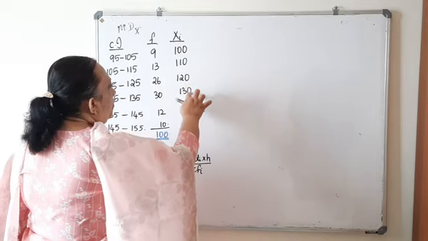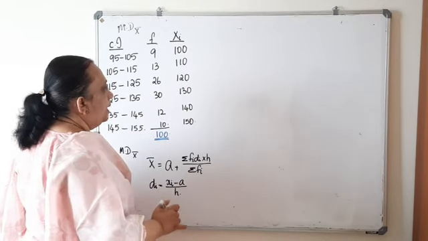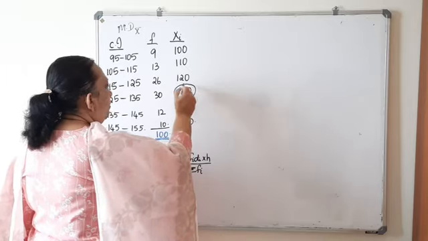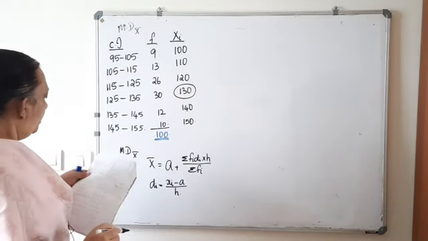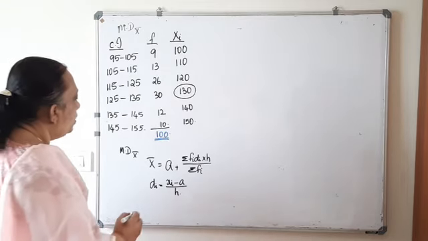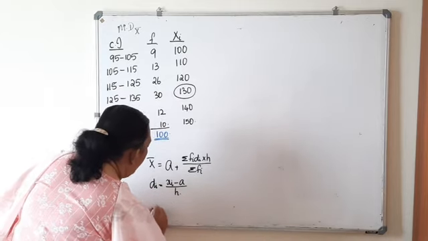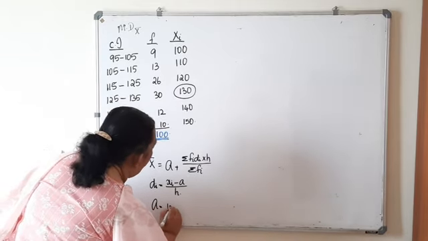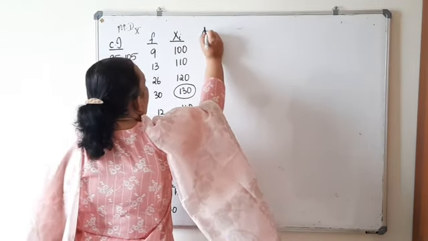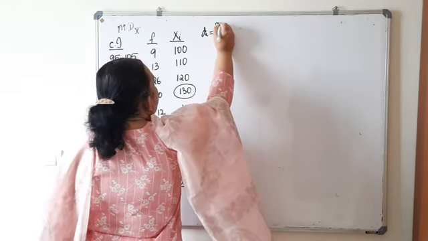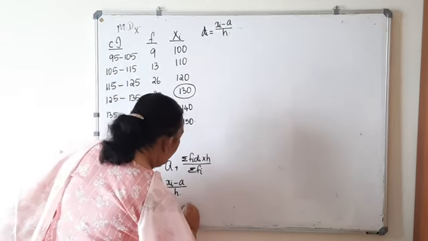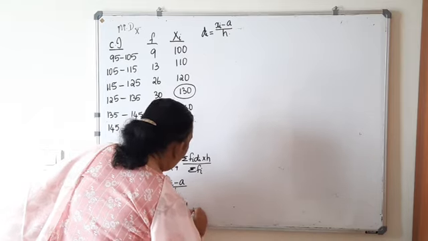Now, what is A? 1, 2, 3, 4, 5, 6. 6 values are there. So you can choose any one of them as a mid value. 130 as a mid value. So assumed mean A is equal to 130. Next column will be Di. Di is equal to Xi minus A divided by H. And what is H? H is equal to 10.